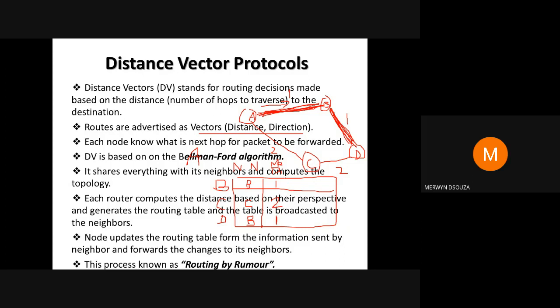Now here, sometimes instead of writing the distance to this node, the entire total distance from A to D could also be written here. Most of the time, the total distance is written. What is the total distance from A to D? Instead of writing just the distance to the next node. So this is how a routing table would have been created for node A.